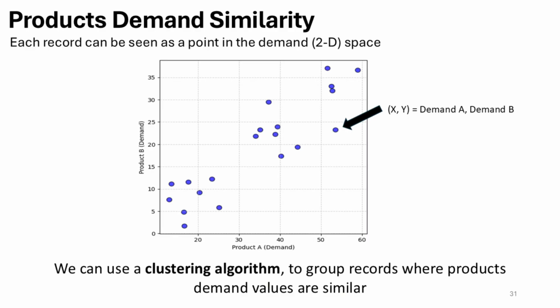for product B. Every blue dot you see represents one specific day or record where both demands were measured simultaneously. For example, the point highlighted by the arrow shows a scenario where demand for product A was high, around 54 units, and demand for product B was moderate at roughly 23 units.